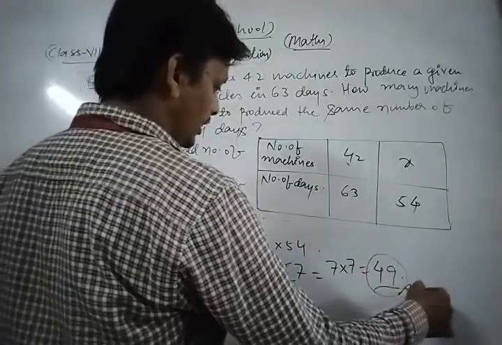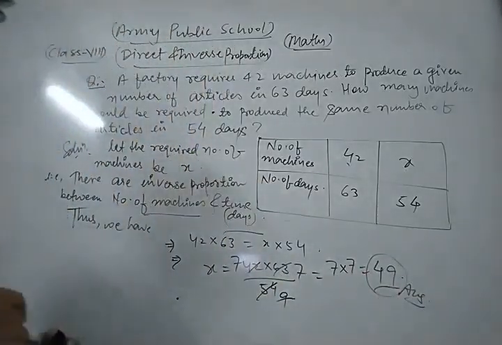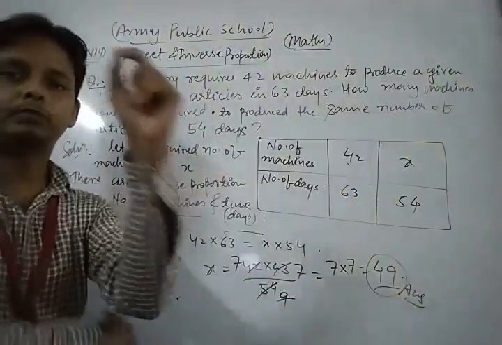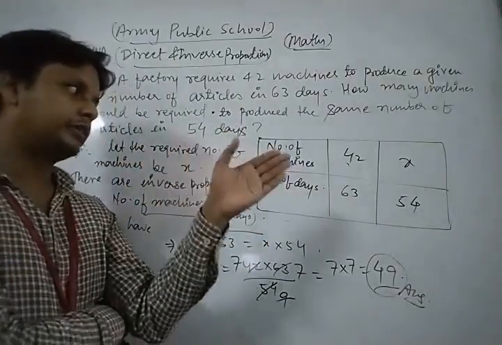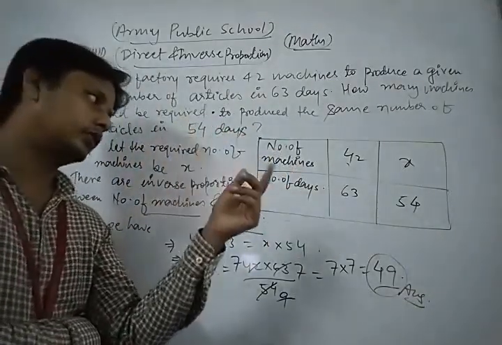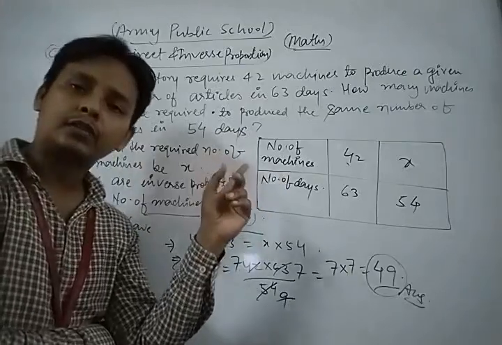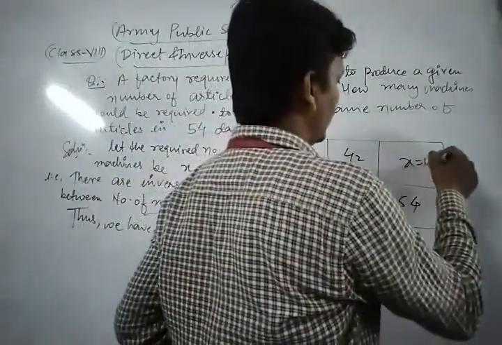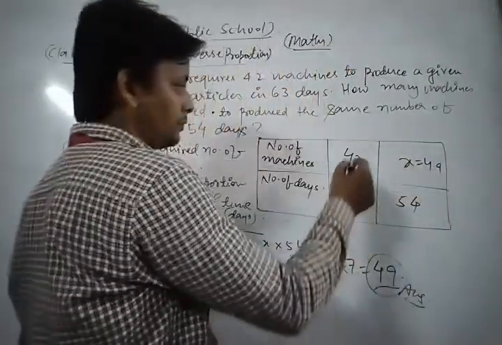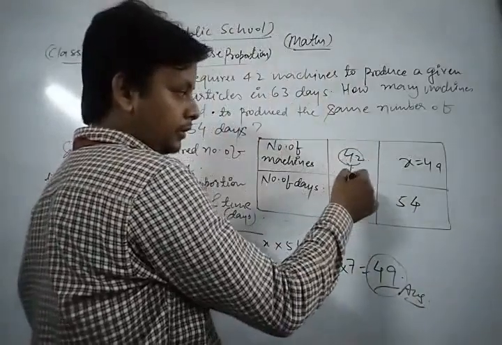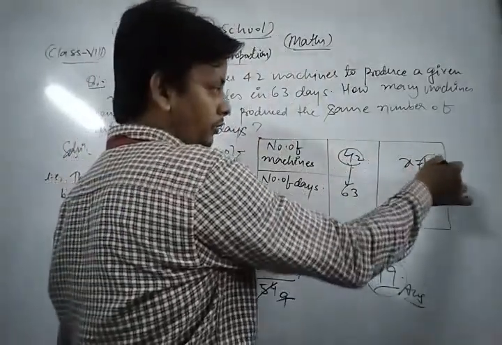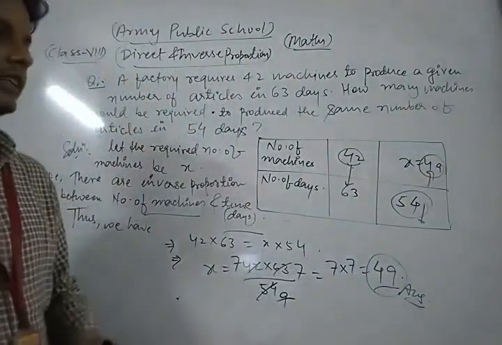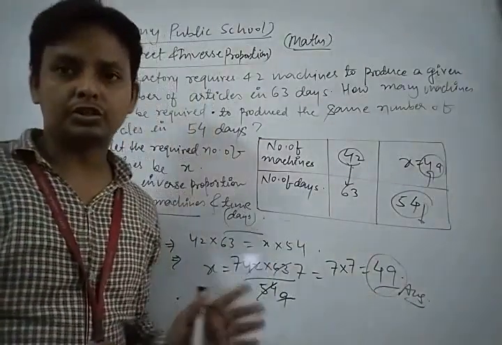Thus in this way the required number of machines is 49. So 49 machines produce the same number of articles in 54 days. Because the machines have increased, the value is 49. Now look, if machines are fewer, then the number of days is greater. If the number of machines is greater, then the number of days is less. So in this way there are inverse proportions between these two things.